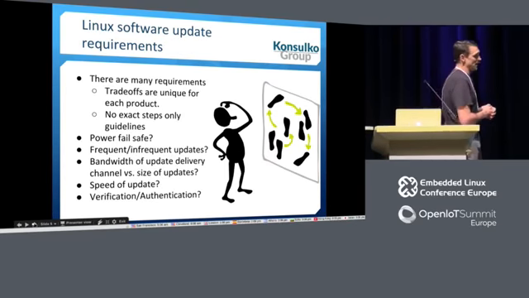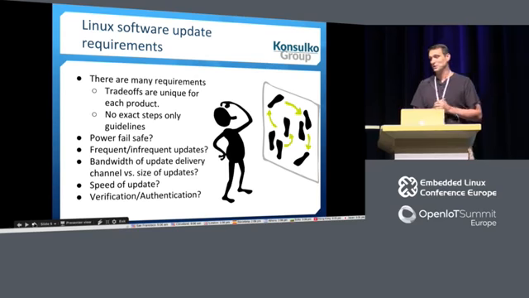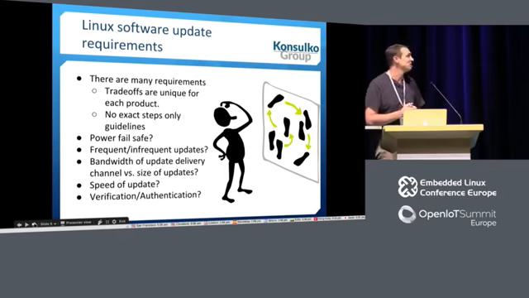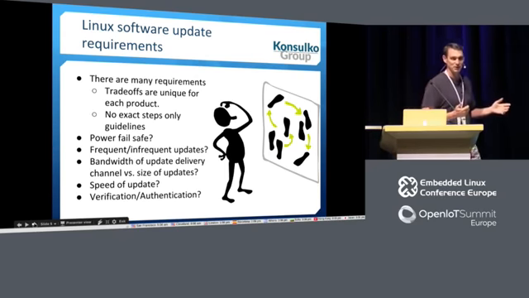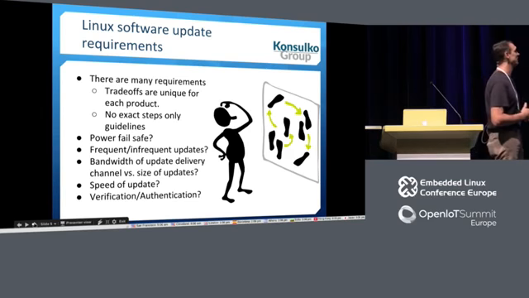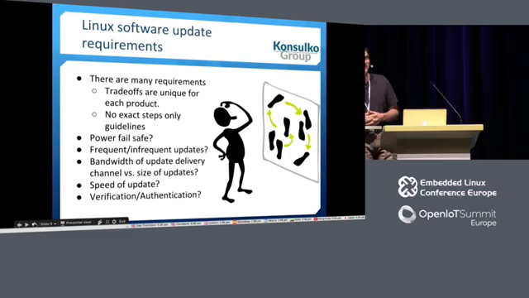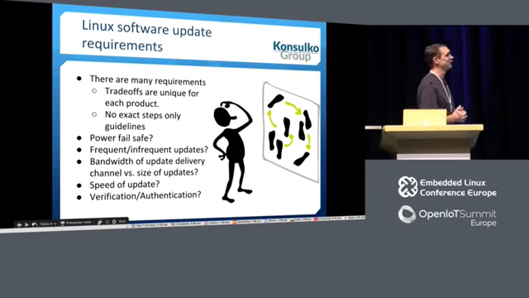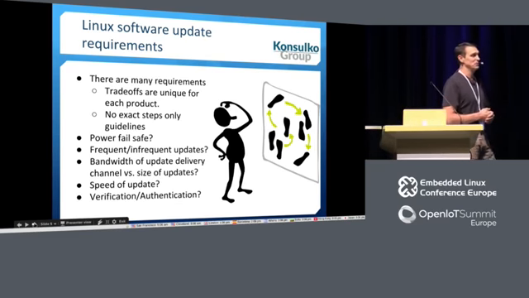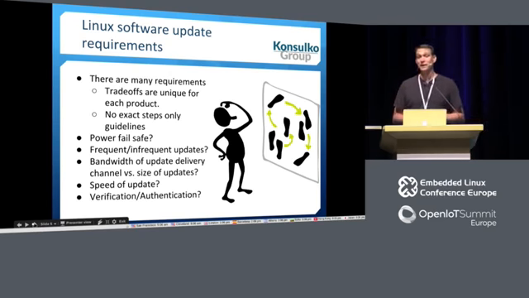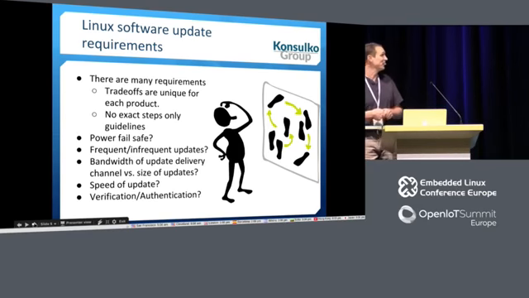So let's talk about anytime you're looking at Linux software update, you've got to think about requirements. And there's many requirements. That's the first thing you have to keep in mind: there is no one proper software update strategy. It depends on your requirements. Every product's different. You've got different things pulling you, both technically, hardware constraints, and whatever your product is. What are the features of it? So you're not going to get any exact steps today. You're going to get guidelines only.